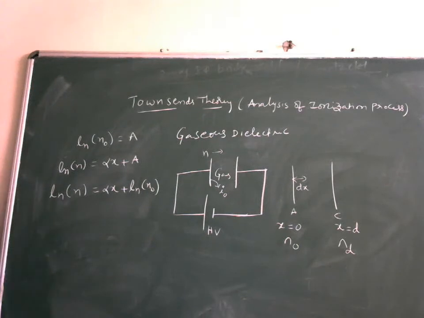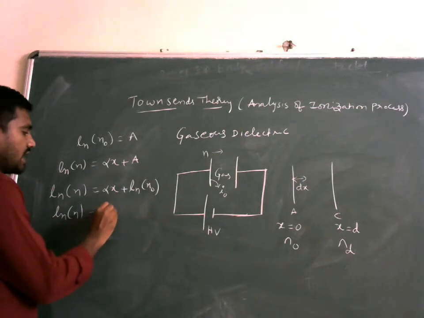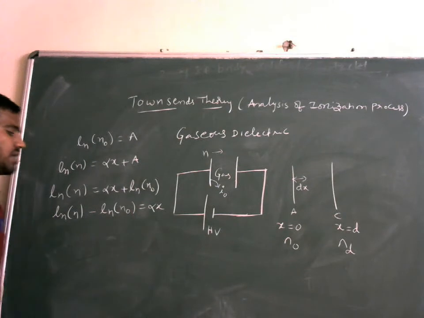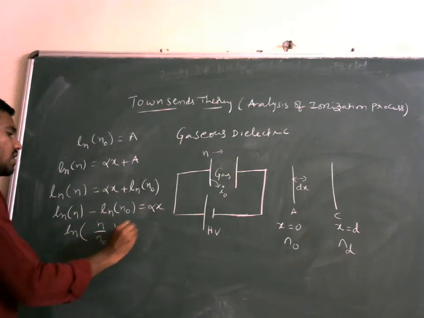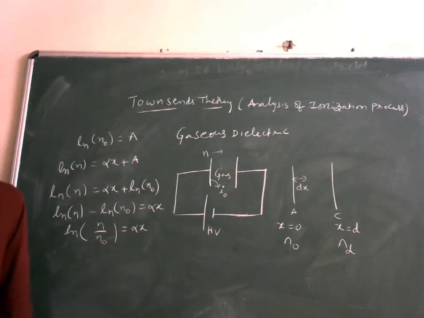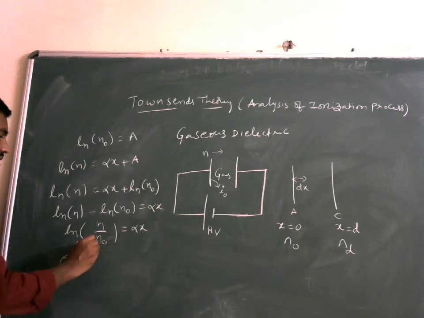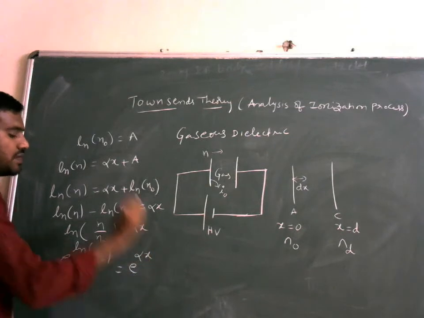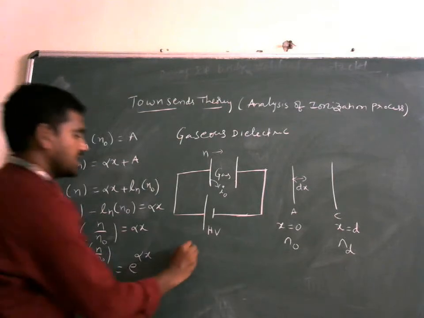After substituting and simplifying, ln of n minus ln of n naught is equal to alpha x. From this relation, we get ln of n by n naught is equal to alpha x. From this, we can write e power ln of n by n naught is equal to e power alpha x.